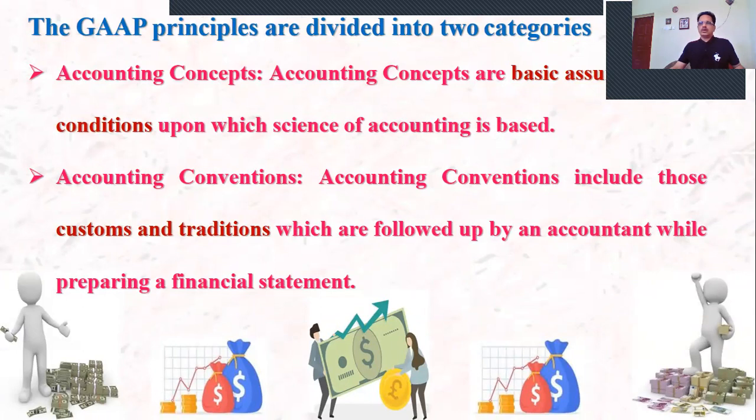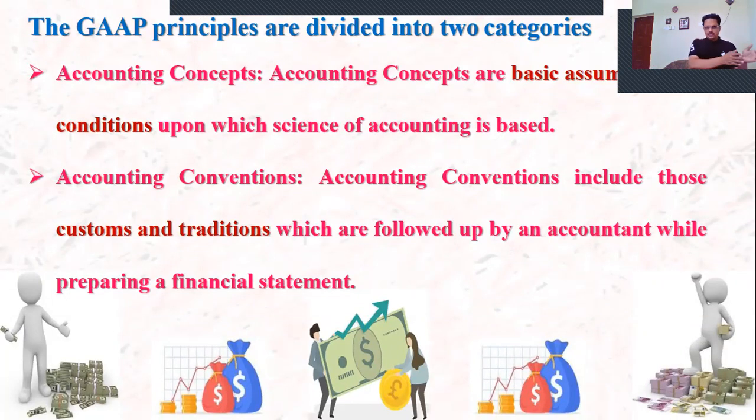This is the definition. First, two meanings. GAAP itself is divided into two categories: accounting concepts and accounting conventions. 14 concepts are there, and 3 or 4 conventions are there. These are arbitrary. Some authors say it is 4 or 5. There is some arbitration. We are studying 14 accounting concepts and 3 accounting conventions.